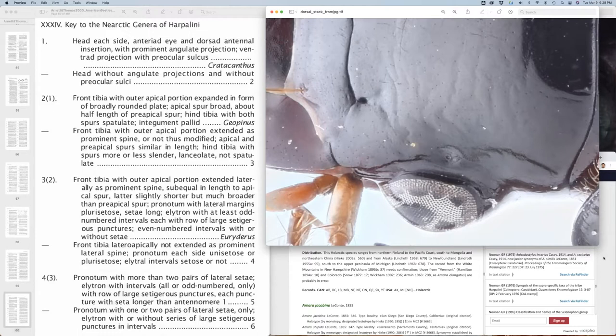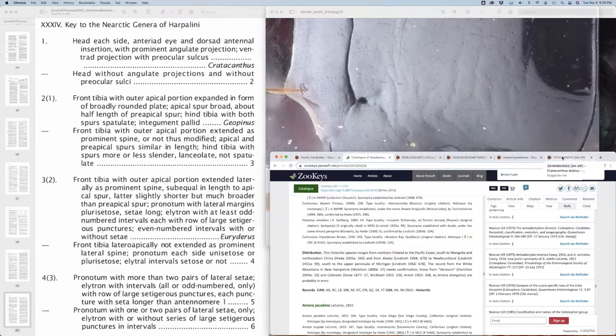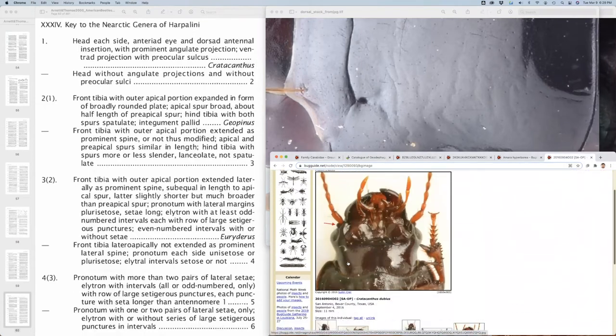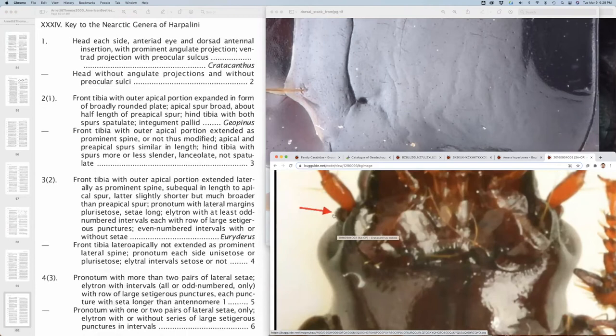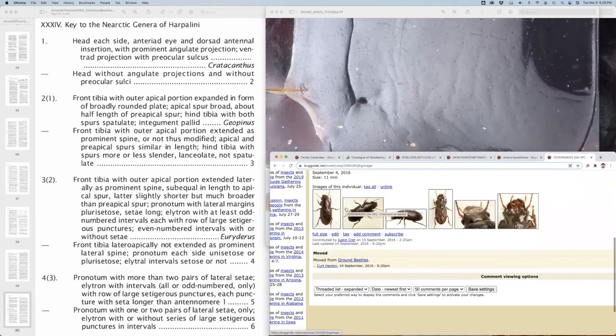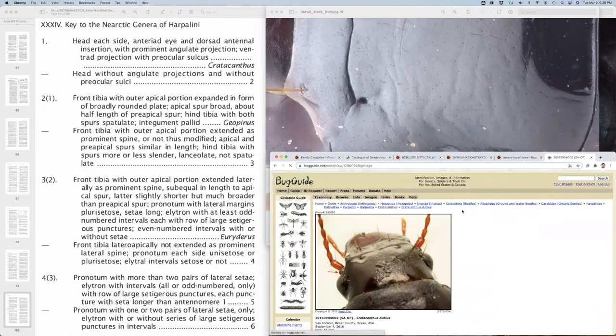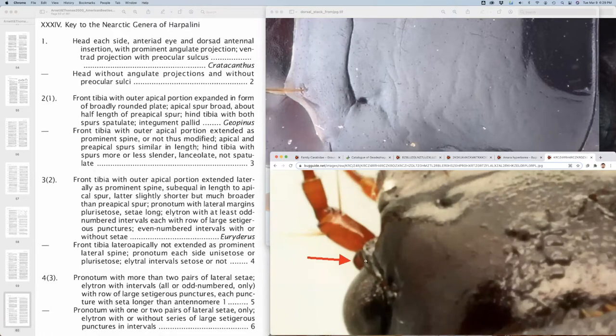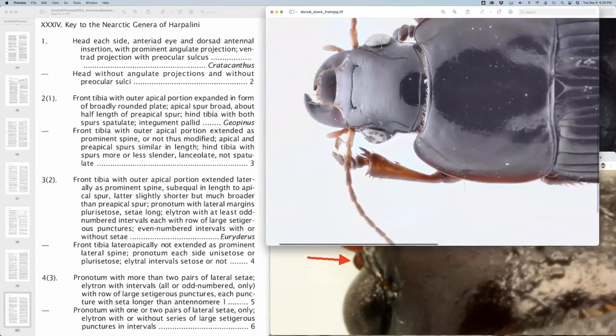Again, we can come back to something like BugGuide. And in fact, on BugGuide, there's a picture here. Oh, we can see that underneath there's this real projection between the eye and the antenna. Or we can look at the top and see the same thing again. Yeah, there's this real ledge. Well, that's not what we have. Great. So we can go to couplet two with our beetle.